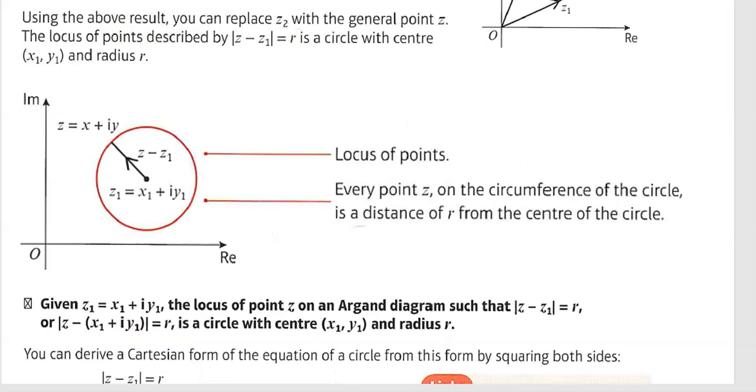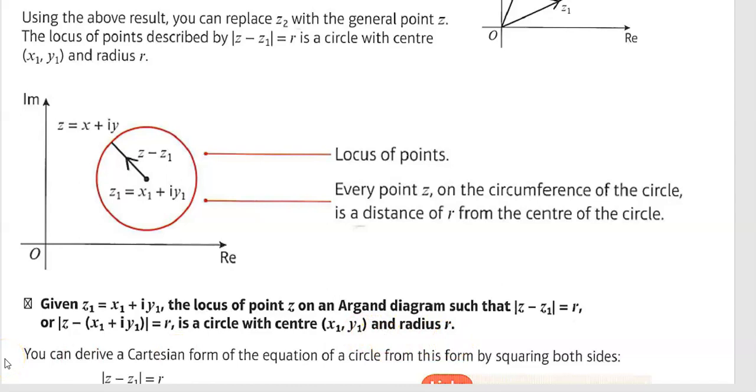Okay, the next one, which is very useful, is if you're given z1 equal to x1 plus i y1, the locus of point z on the Argand diagram such that the modulus of z minus z1 is equal to r, or you could write this as the modulus of z minus (x1 plus i y1) equals r, is a circle, center (x1, y1) and radius r.